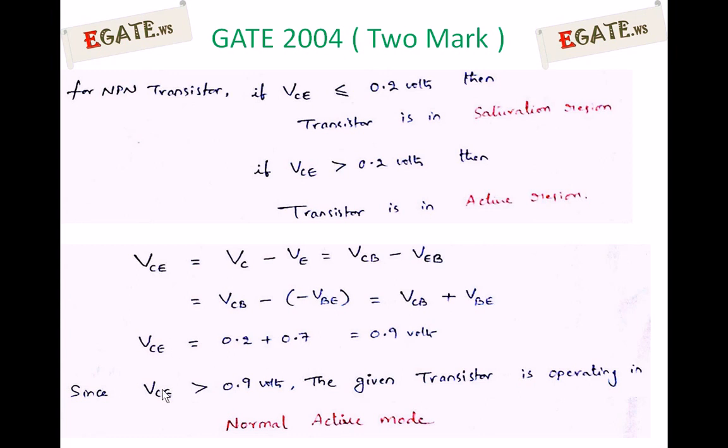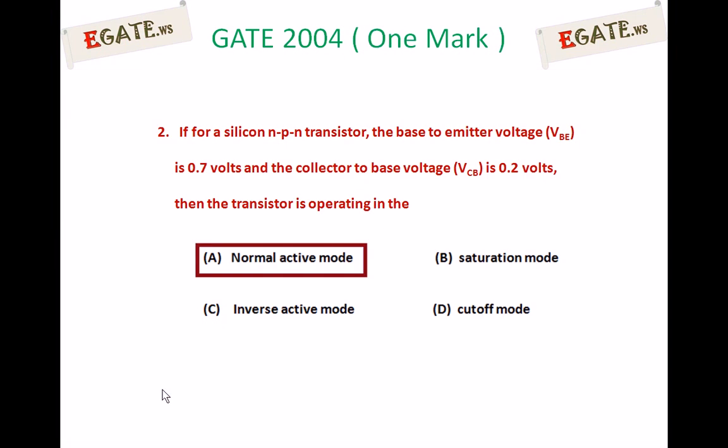Since VCE is greater than 0.2 volts, the given transistor is operating in normal active mode. So the right answer for the given question is normal active mode.